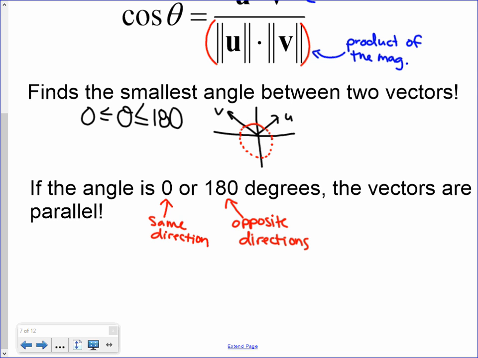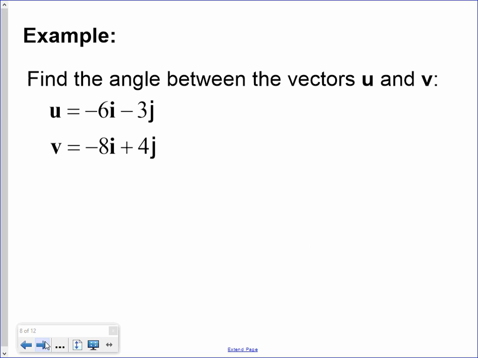Now, let's do an example so you can see this formula put to use. You will need a calculator, so get out a calculator if you've got one with you today so that you can practice typing this stuff in. Remember, the math is not necessarily challenging math, but it's, can we do it? Can we follow the formula? Can we get the right answers? Those are the questions we've got to ask ourselves.